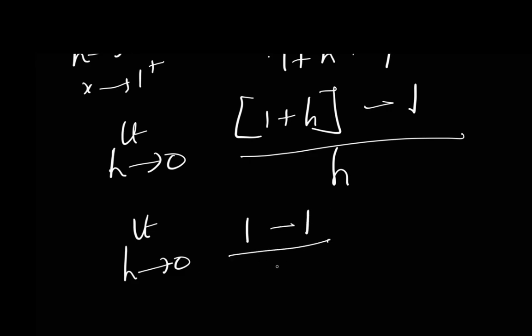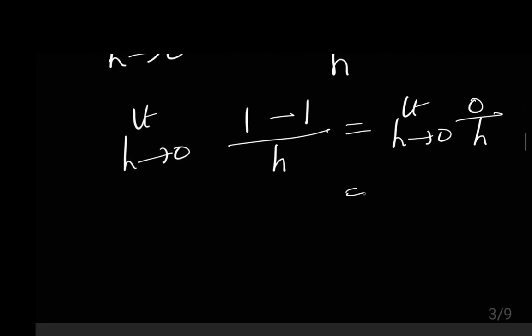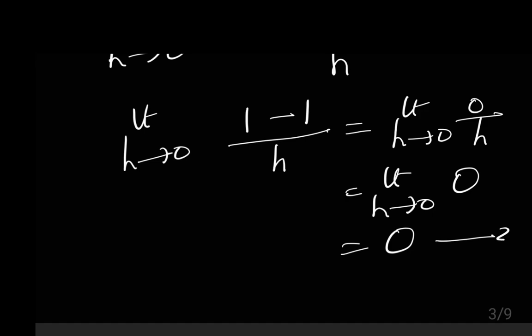minus 1 by h. That is limit h tends to 0 of 0 by h. What is the value of 0 by h? 0. So we need not substitute the h value as 0. So the answer is just 2.